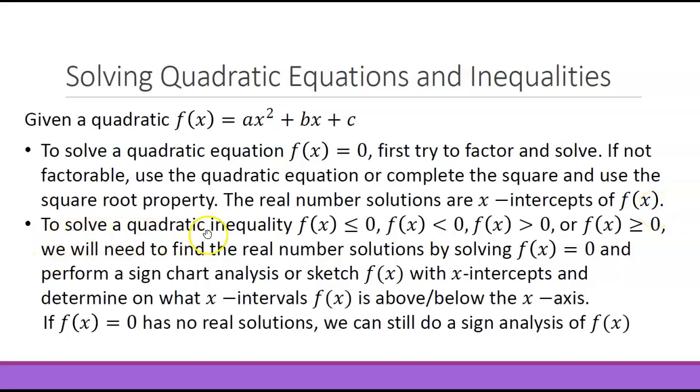To solve a quadratic inequality, f of x less than or equal to, less than, greater than, or greater than or equal to 0, we will need to find the real number solutions by solving f of x equals 0 and perform a sign chart analysis or sketch f of x with x-intercepts and determine on what x-intervals f of x is above or below the x-axis. If f of x equals 0 has no real solutions, we can still do a sign analysis of f of x.